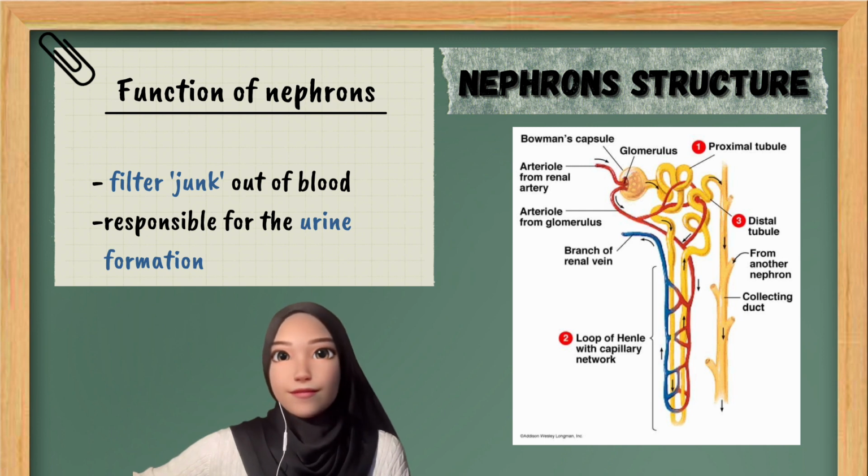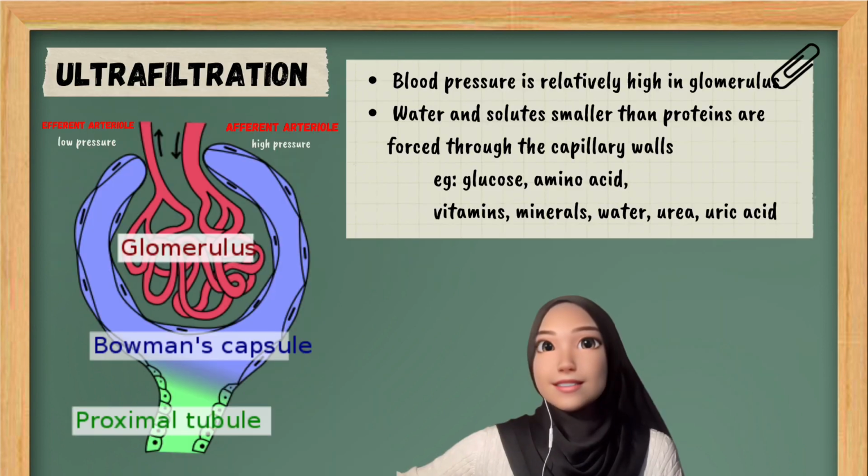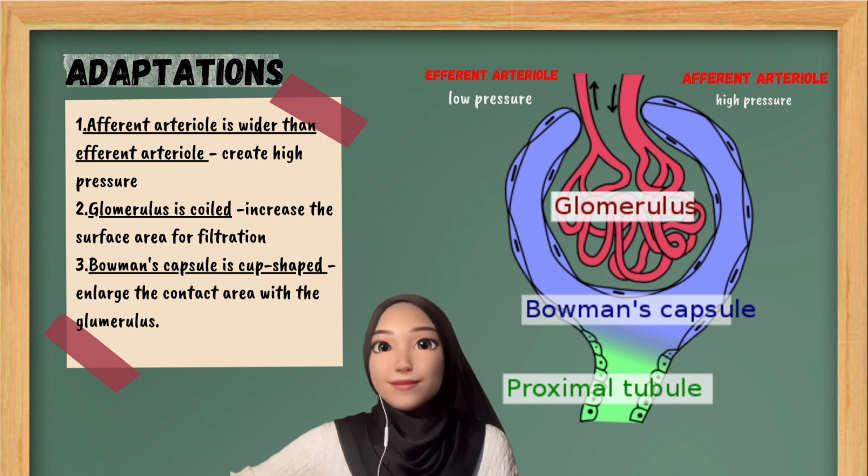Talking about urine formation, there are 3 steps, and the first step is ultrafiltration. The blood will enter the afferent arteriole with high pressure. So the blood pressure is relatively high in the glomerulus, and it causes water and solutes that are smaller than proteins to be forced through the capillary walls. Examples of the solutes that are forced out of our blood are glucose, amino acids, vitamins, minerals, water, urea, and uric acid.